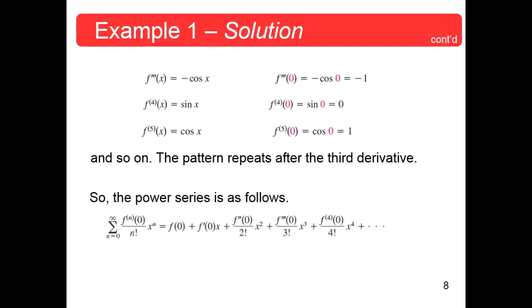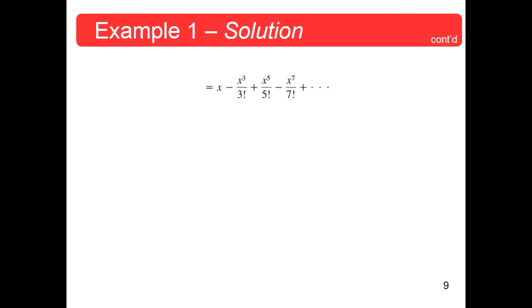So your power series is, this is a 0, that's a 0, and those are zeros. So this is just x minus 1 over 3 factorial, which is 1/6, x cubed, plus 1 over 5 factorial x to the 5th, and so on, and then minus 1 over 7 factorial x to the 7th. It basically boils down to this.